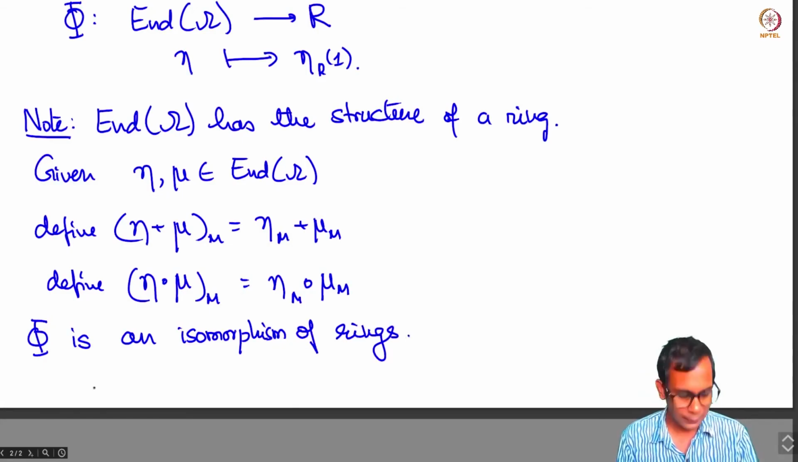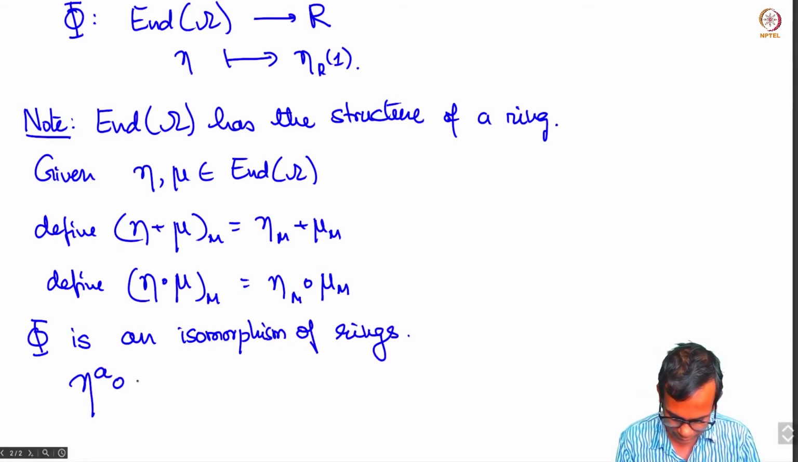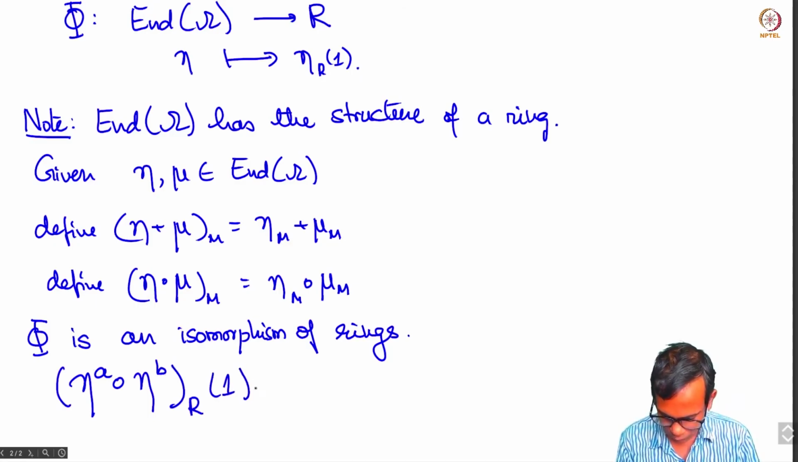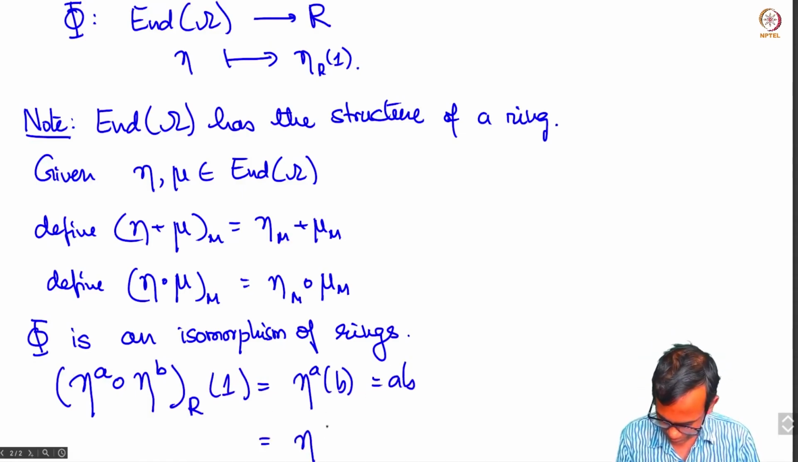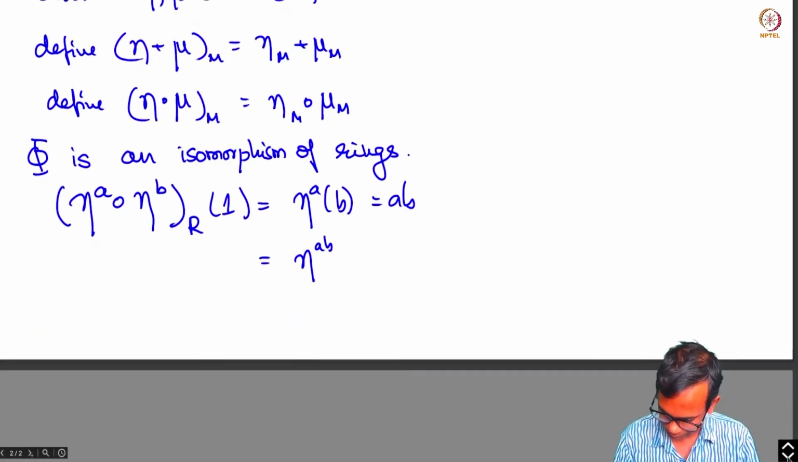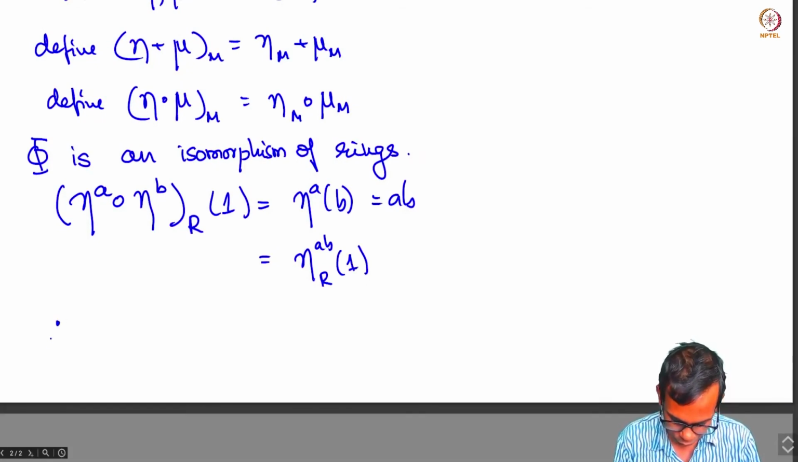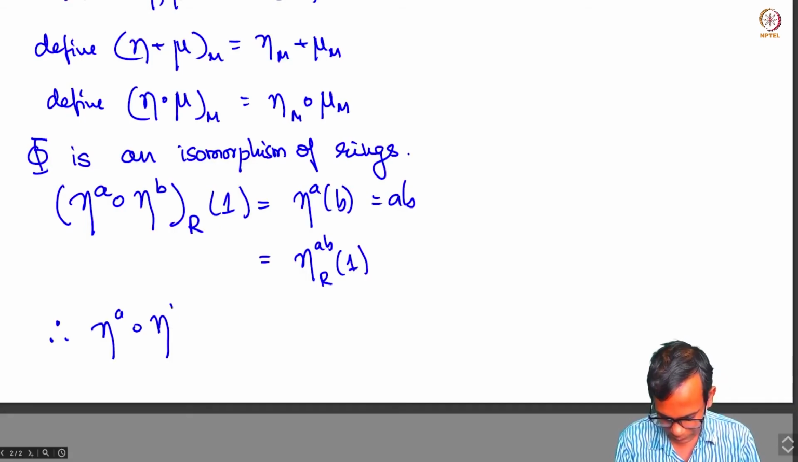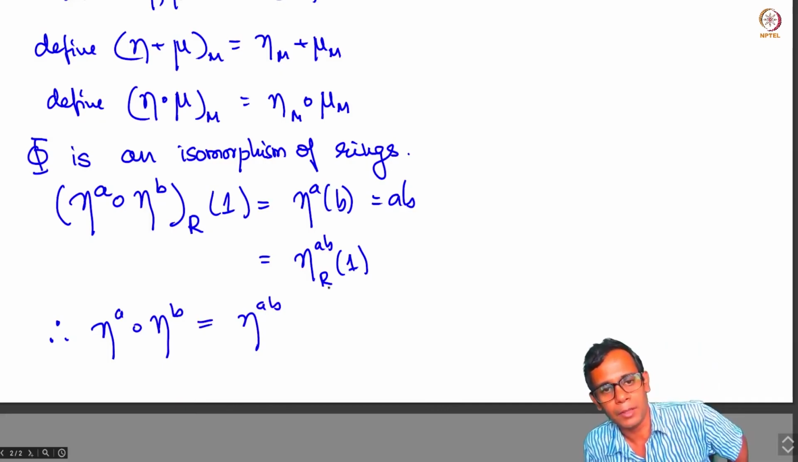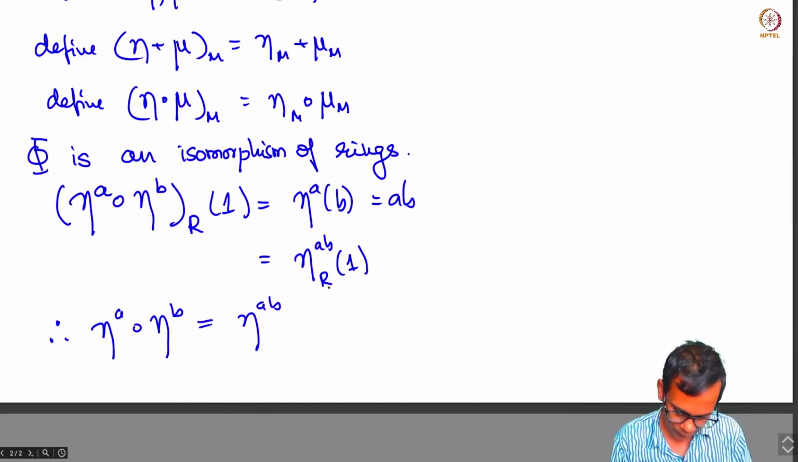The main thing to check is that if you take eta superscript a circle eta superscript b, then this thing at 1 is eta a of b, which is ab, which is the same as eta superscript ab at 1. Therefore, eta a circle eta b is eta ab, because this value completely determines the composition. So because they agree on R at 1, they must be equal.